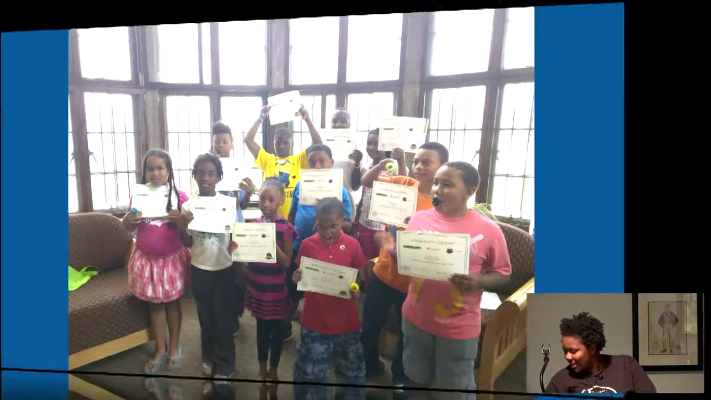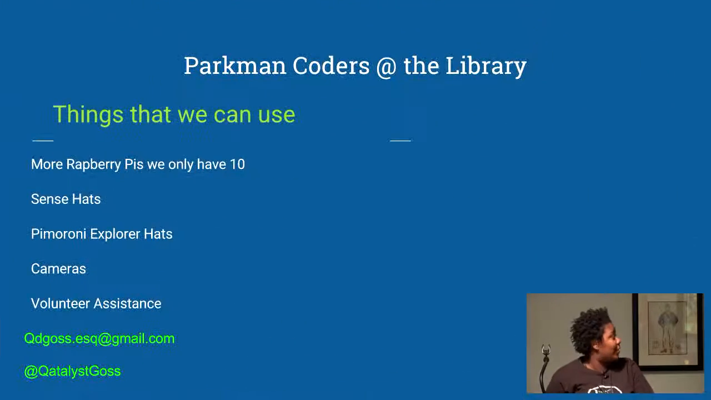So that's them. So for this fundraising, things that we can use, more Raspberry Pis would be nice. I would like to get 20 more Sense HATs so we can do a little bit more building out. Pepperoni Explorer HATs, I have a couple of those now. That's how we're doing robot cars. More of those would be cool. So would cameras. If anybody's in Detroit and would like to volunteer their time, that would be awesome as well.